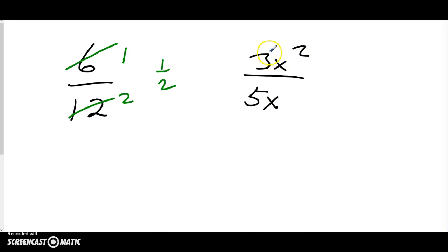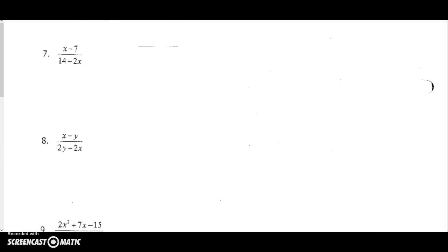And then here, if the coefficients or the constants don't cancel out, maybe the variables will. So if I have x squared on top and x here on the bottom, you can get rid of 1x on the bottom and get rid of 1x here, and you're left with 3x over 5. And that is the gist of what we're going to do today.